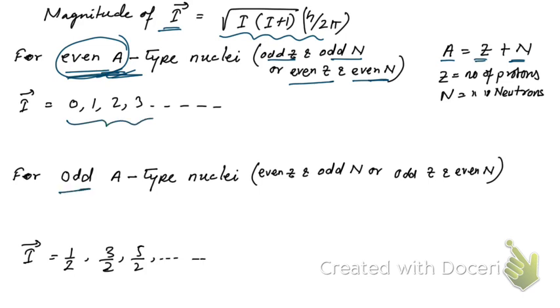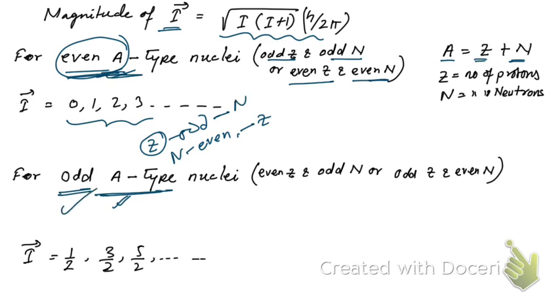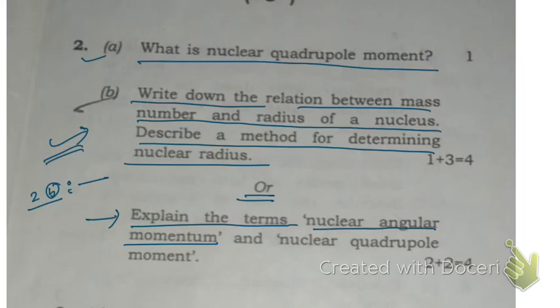For odd A type, A will be odd if Z is odd and N is even. Similarly, if Z is even and N is odd, then this will also be odd type. Then the value of I will be this. These are the values. Next, there is one more part in this question.